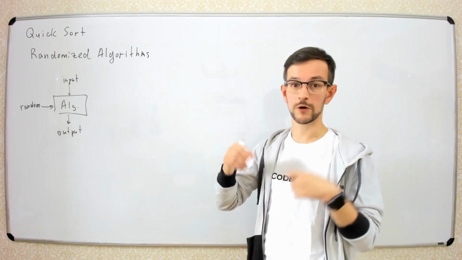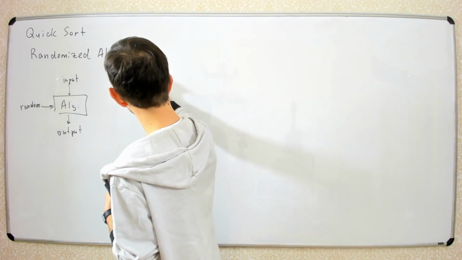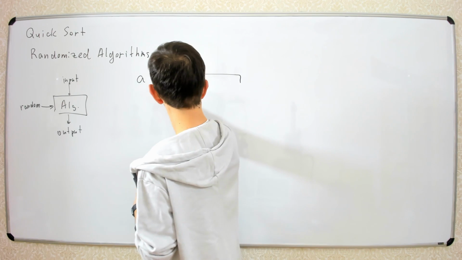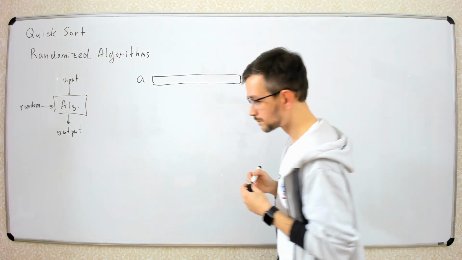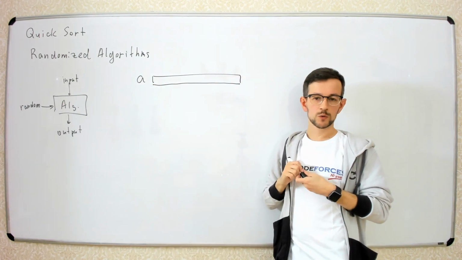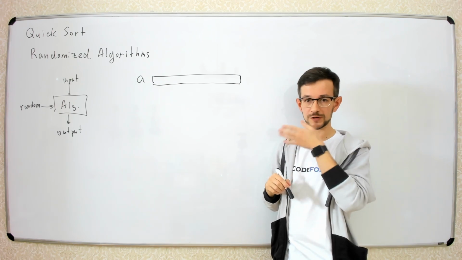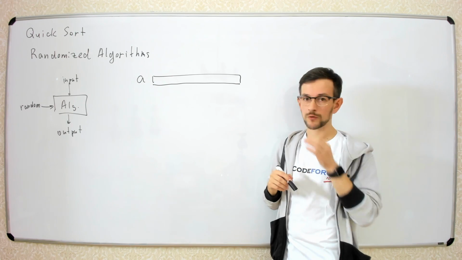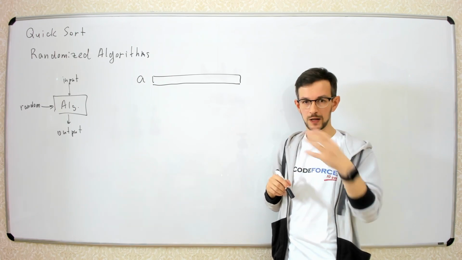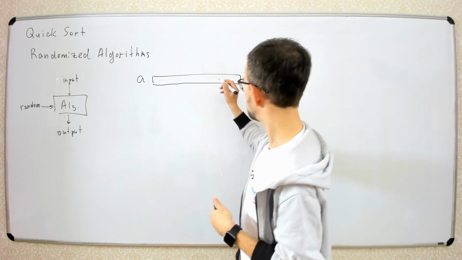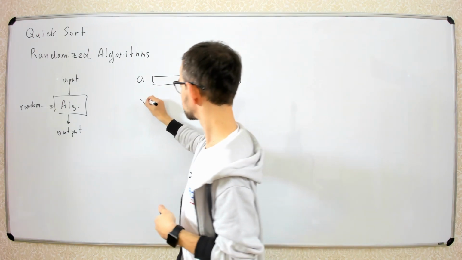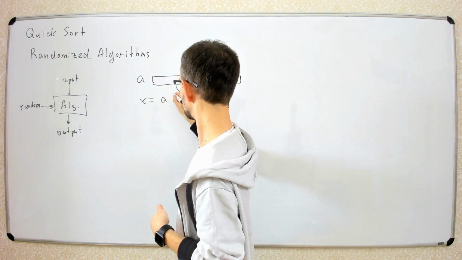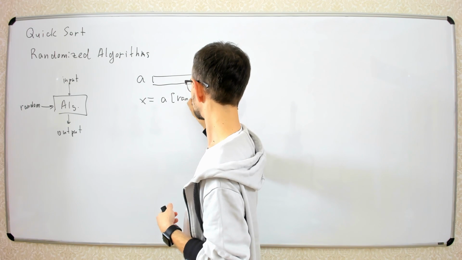Imagine you have some array. So we have some array A. And we want to sort this array in increasing order. So what can we do? We will do the following. We will pick a random element of this array. Let's pick some element x. Let's see, random.